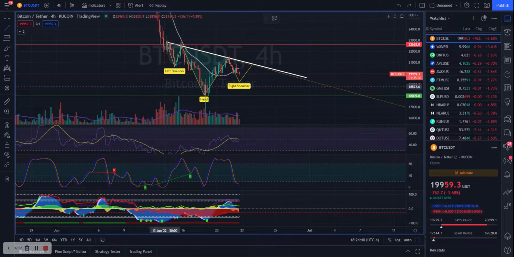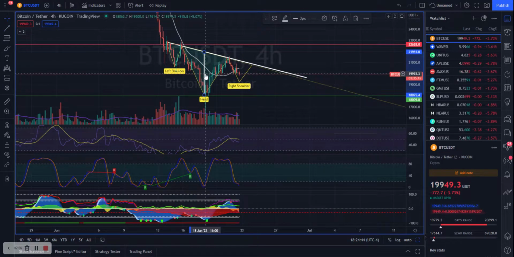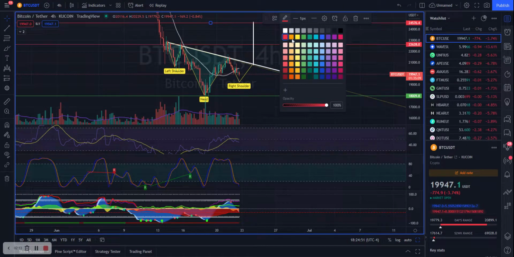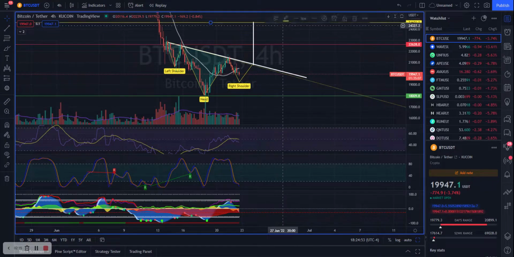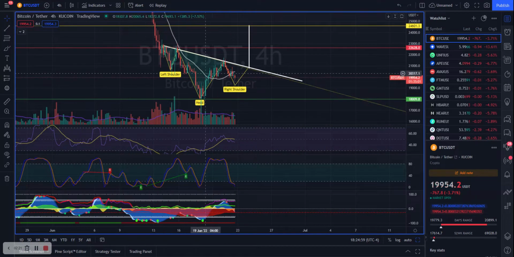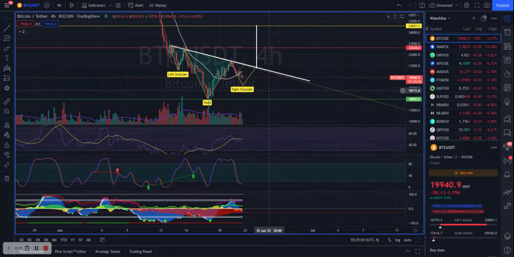This head and shoulders measured move, you take it from the head to the neckline, and the breakout would bring us to approximately 24,500, 600, give or take some. But this is the approximate measured move of this trading channel right here, this trading pattern. So this head and shoulders is what we're seeing at the moment.